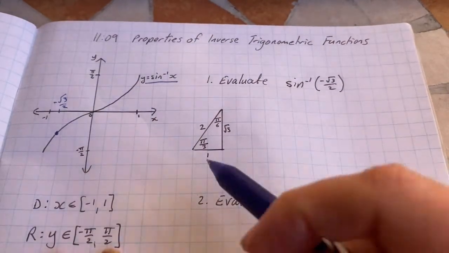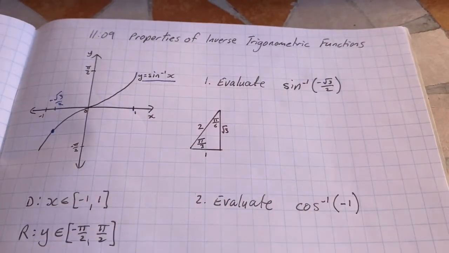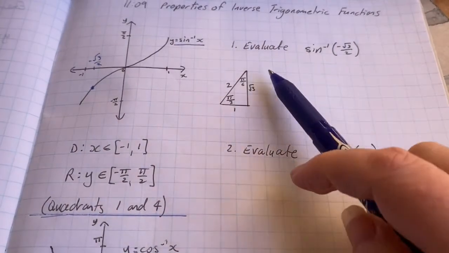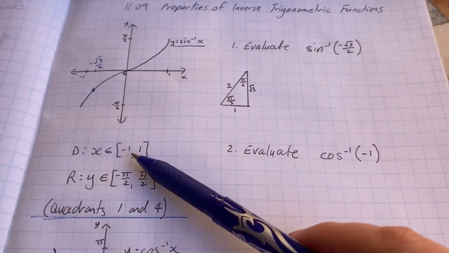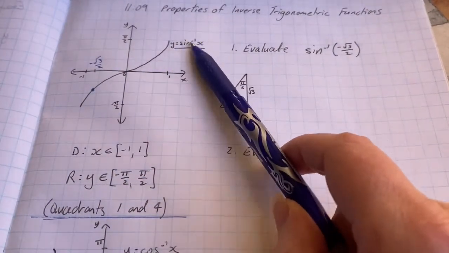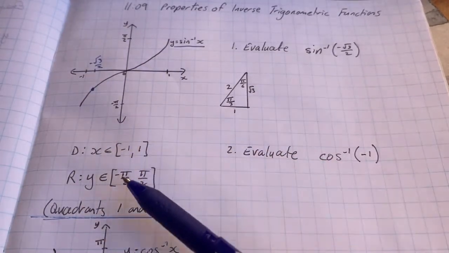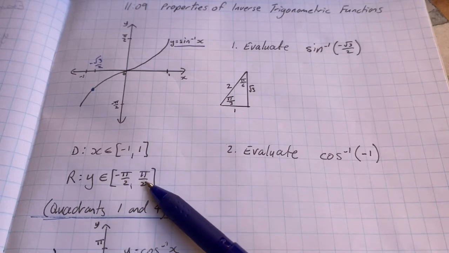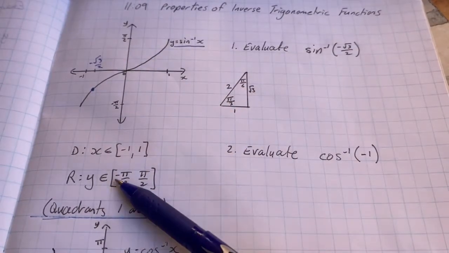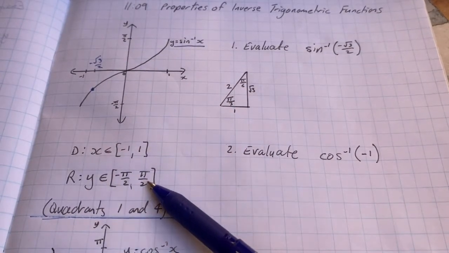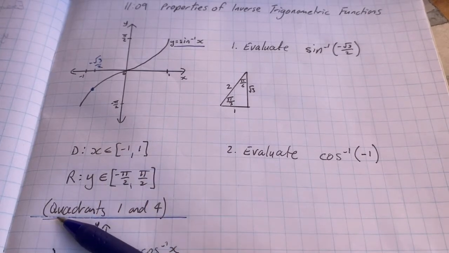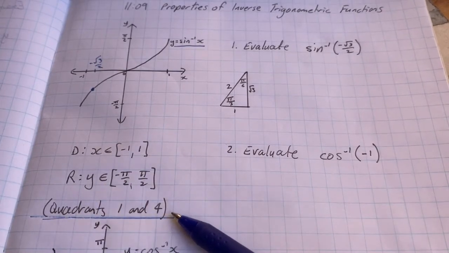Now to find that, you can use your exact value triangle. I'm also going to compare with the unit circle. One thing about this sine inverse curve, we know that its domain is from -1 to 1 and its range is from negative pi on 2 to pi on 2. That means our solution must be between negative pi on 2 and pi on 2, so our solution is in quadrants 1 and 4 only.